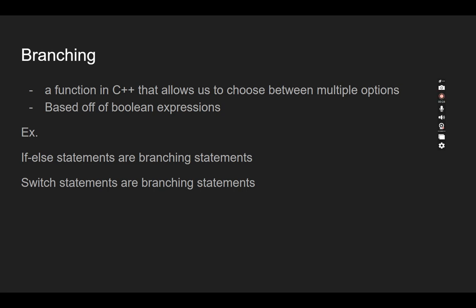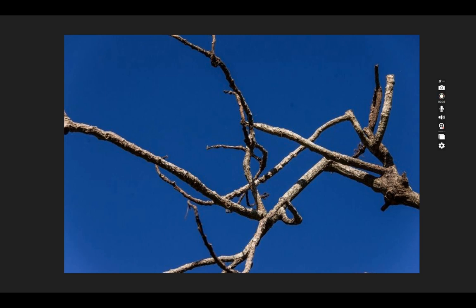Some examples of branching statements are if-else statements and switch statements, and those include if-else statements and if statements by themselves. A good way to think about branching is like an actual branch, right? We have the main branch, which is the structure of the code itself. That can be an if-else statement or a switch statement. And then we have multiple other branches coming off of it, which are the conditions depending on the Boolean expressions that we put in, right?